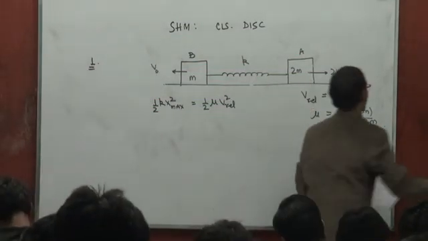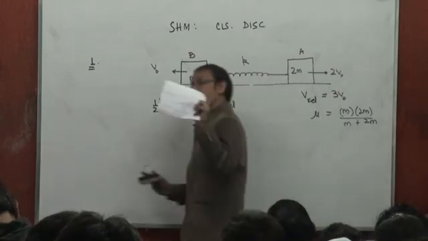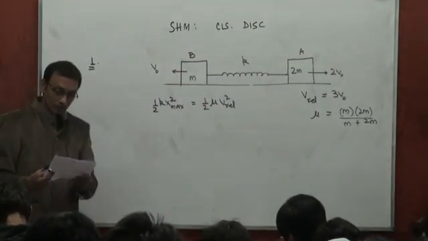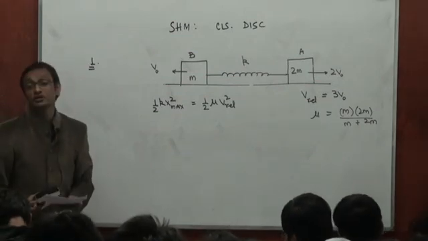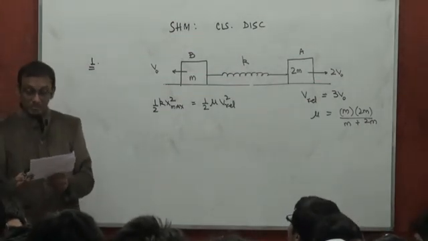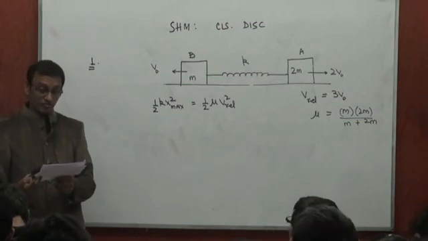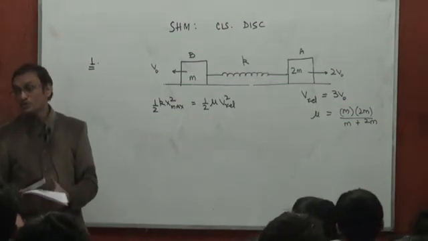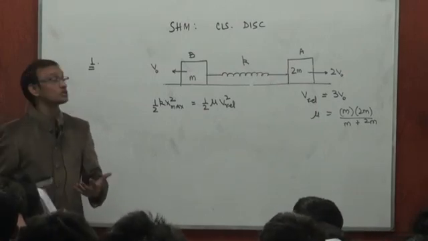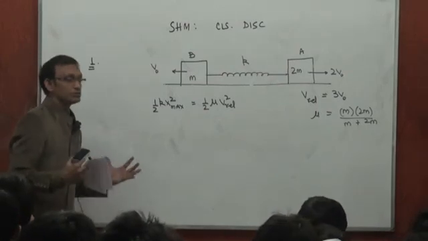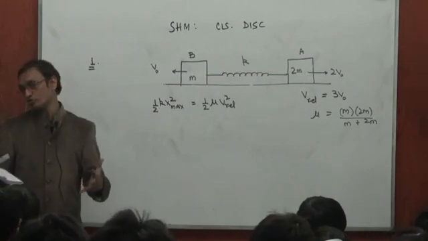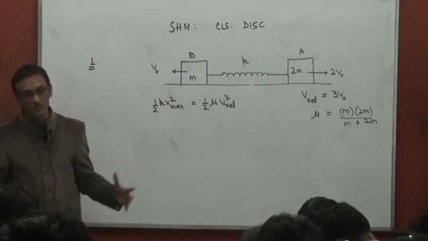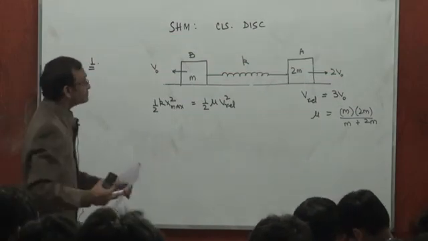That's part 1 of the problem. Now, listen very carefully to the next part of the problem. Maximum and minimum velocities of A and B in magnitude in the ground frame. What's the maximum magnitude of velocities attained by A and B during this motion, not in the center of mass frame, in the ground frame? In the ground frame, what's the maximum velocity, right?